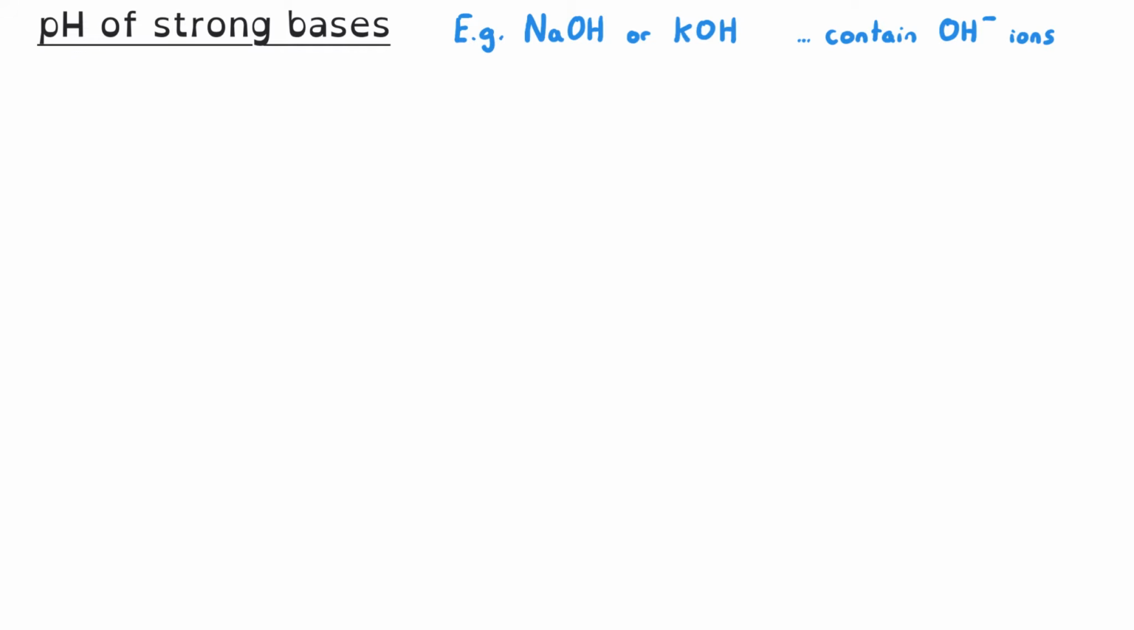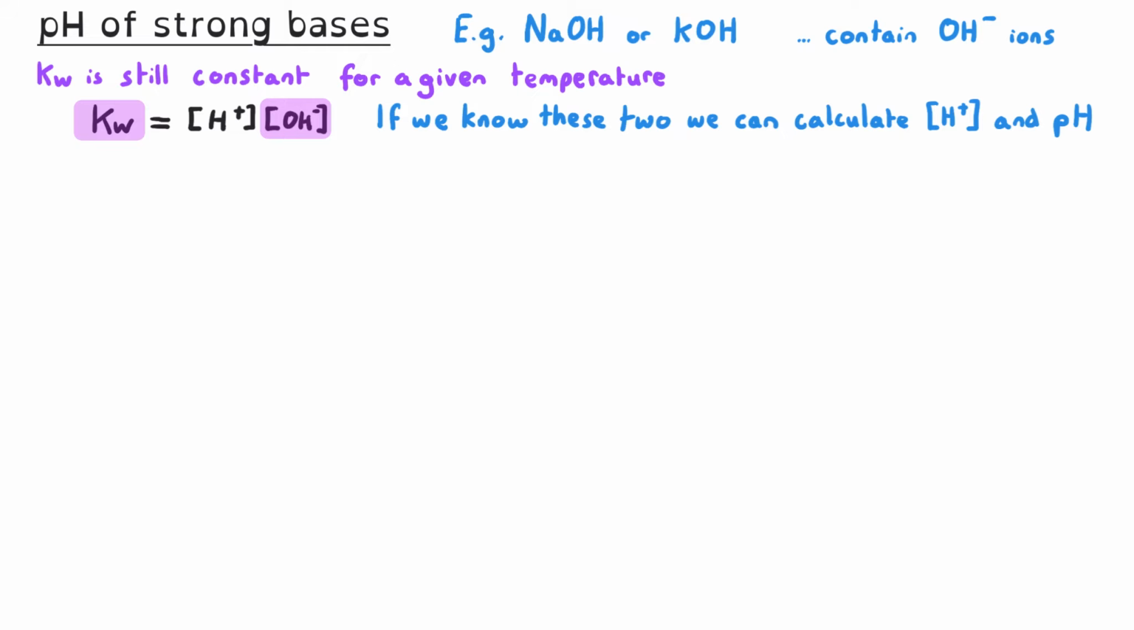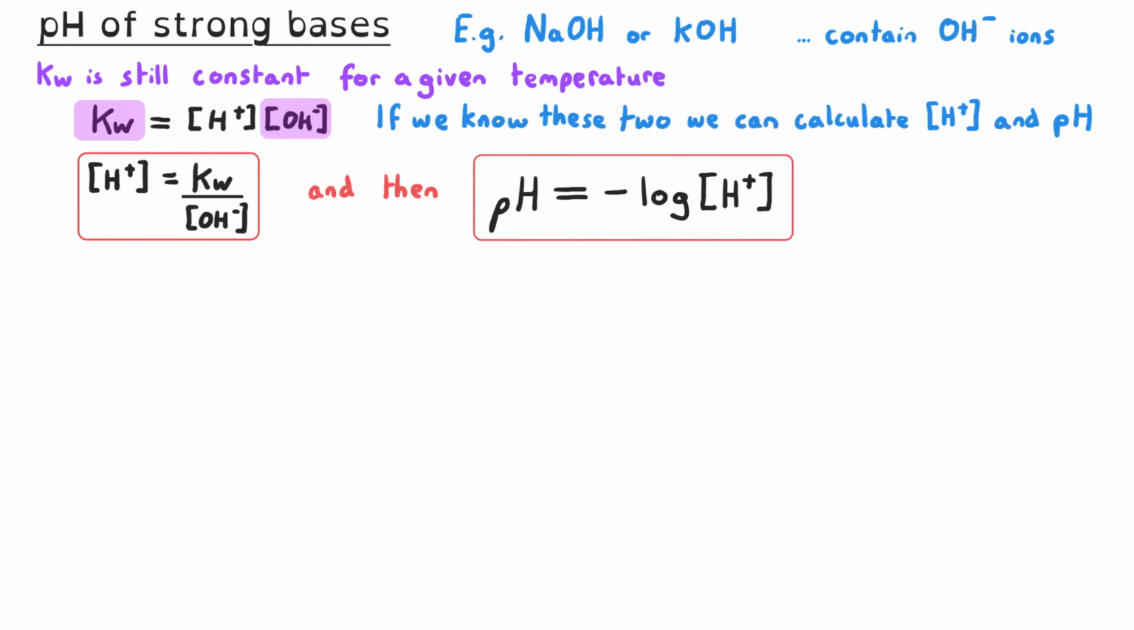We can calculate the pH of a strong base by utilising the equation for Kw, because Kw is still a constant for a given temperature, even when we're not considering pure water. So Kw is the product of the hydrogen ion concentration multiplied by the hydroxide ion concentration, which means that if we know the hydroxide ion concentration and the value for Kw, we can find the H plus concentration and then negative log that to get the pH.